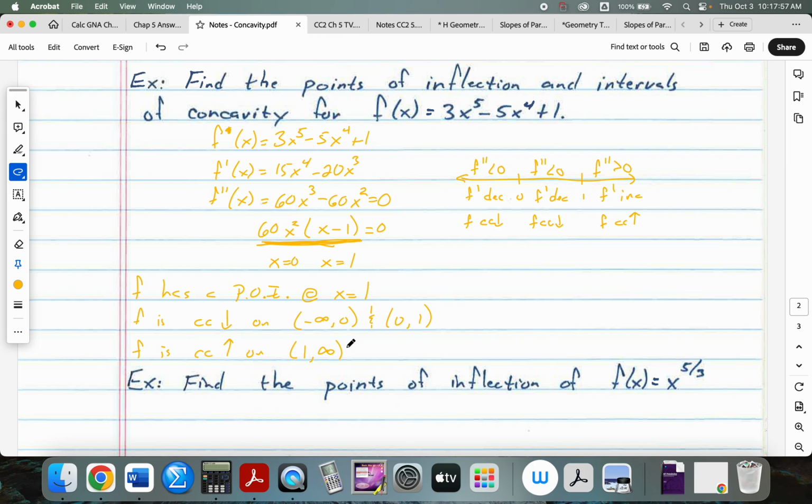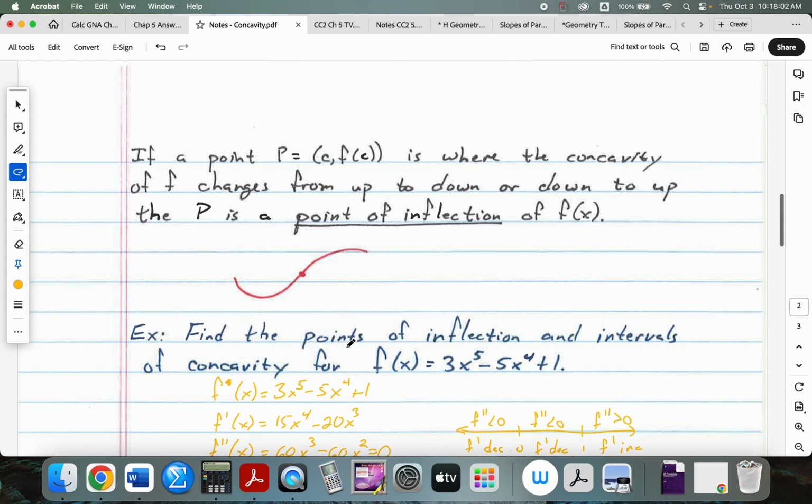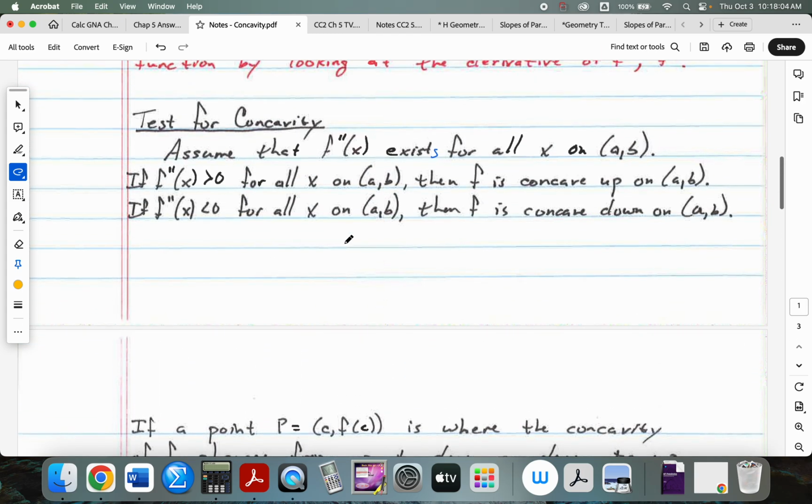Why are they open? Why are the intervals open? It's because of the way that this test is written. It says if we have the second derivative positive on this open interval, f is concave up on the open interval. And you're like, well, why is that an open interval?